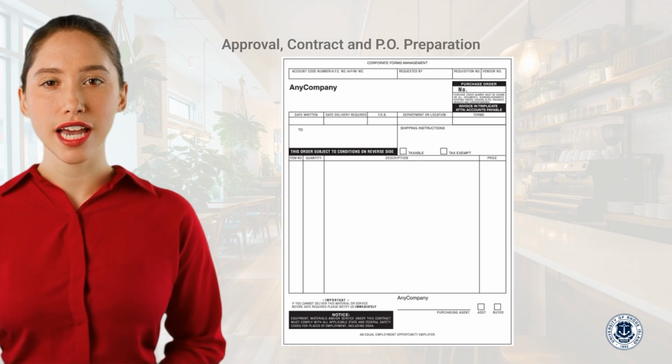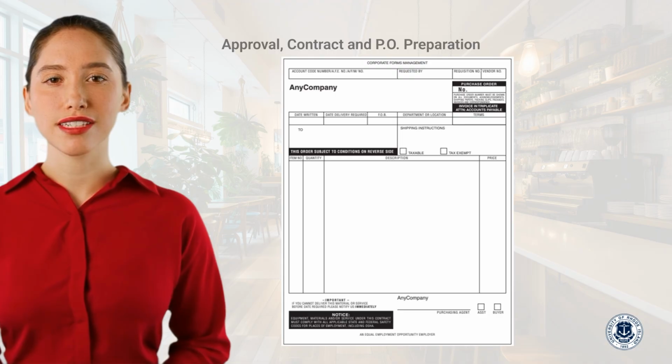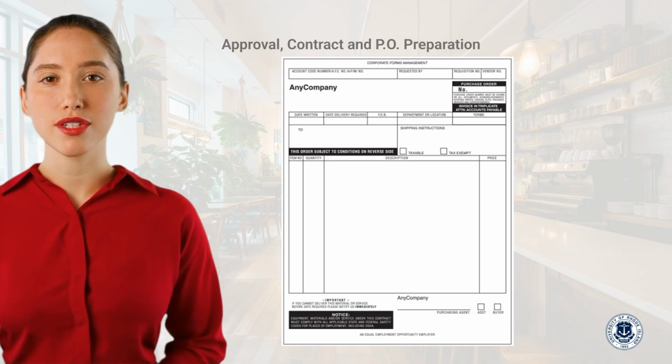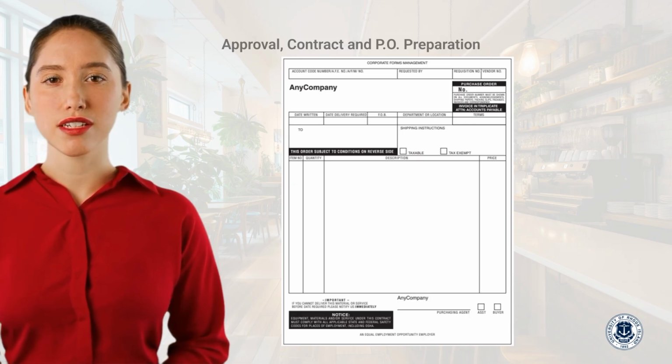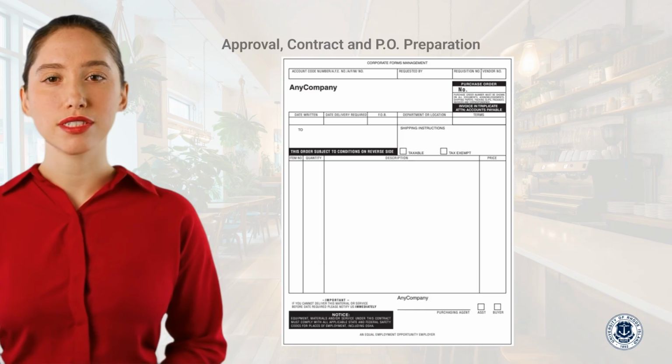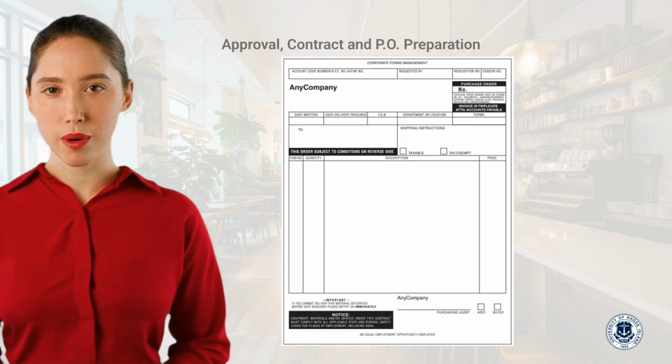There are also blanket purchase orders, which cover repeated purchases over a set time horizon, often a year. They reduce administrative effort by allowing multiple releases under a single PO. An escape clause is essential to protect the organization if supplier performance declines.